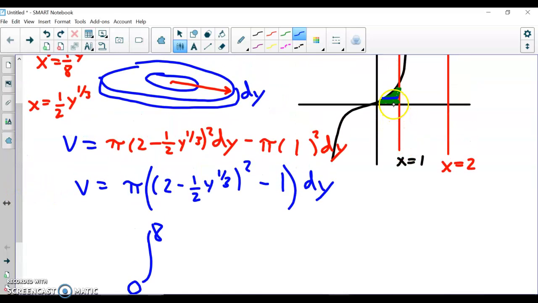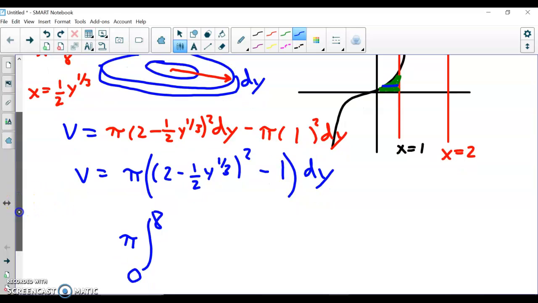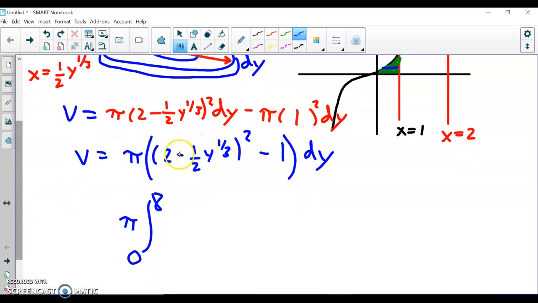So from 0, this strip's going to move at y equals 0 all the way up to y equals 8, that intersection point. And then we've just got to, well, here, we'll put the pi on the other side since it's a constant. And I'm going to go ahead and cube this binomial now to make the integration easier, right?